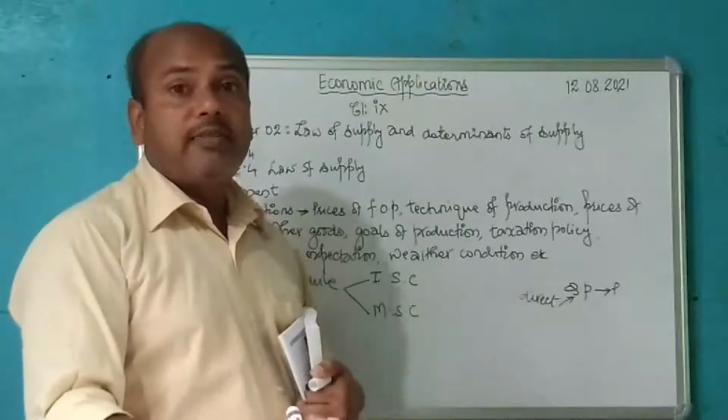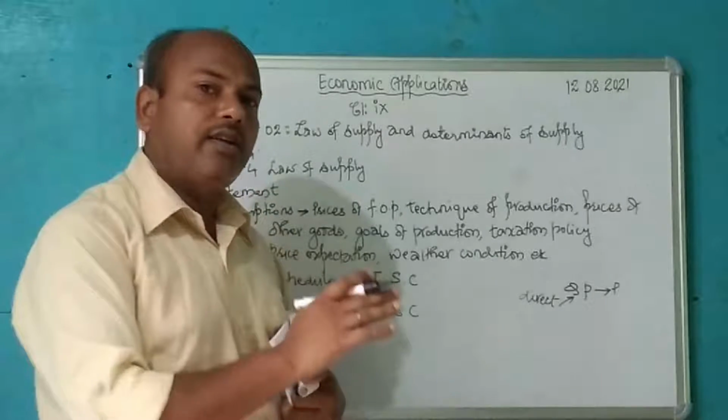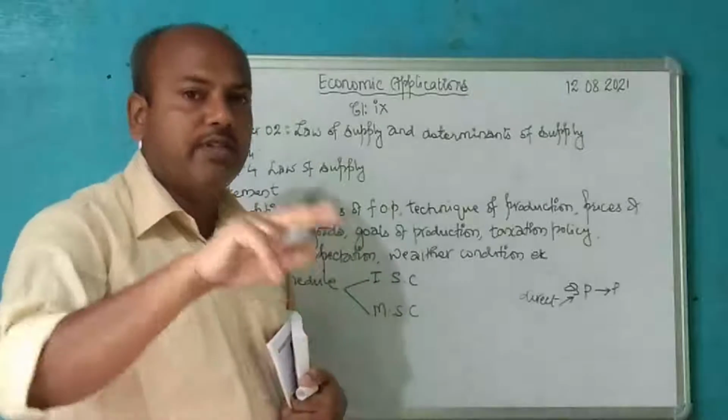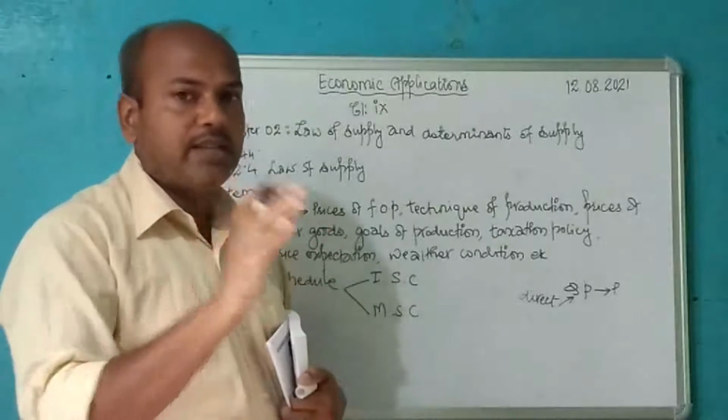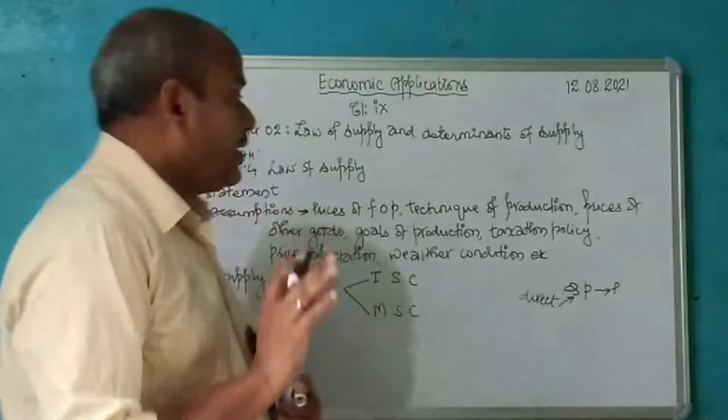Higher price, lesser demand; lower price, higher demand in the law of demand. But here in the law of supply, there is a direct relationship between these two variables: price and the quantity produced and offered for sale. Okay, that is one thing.